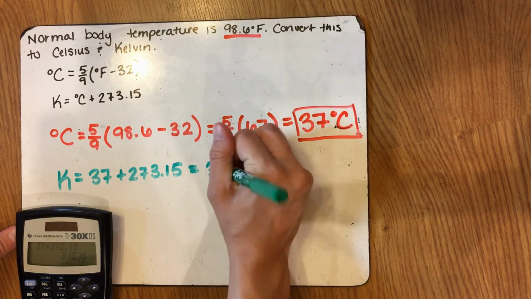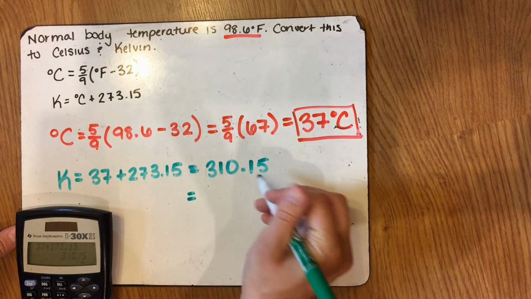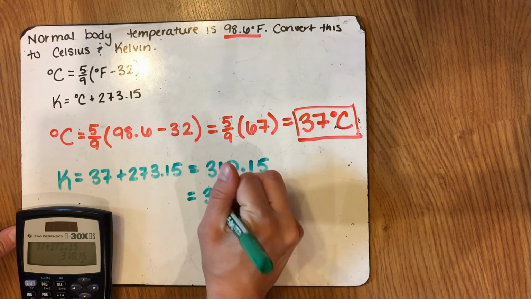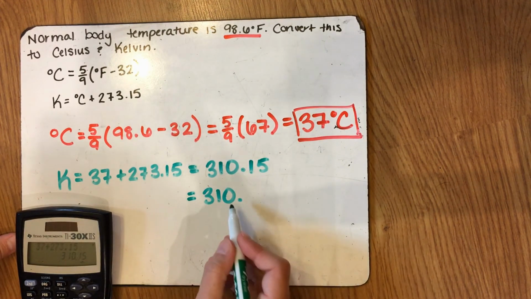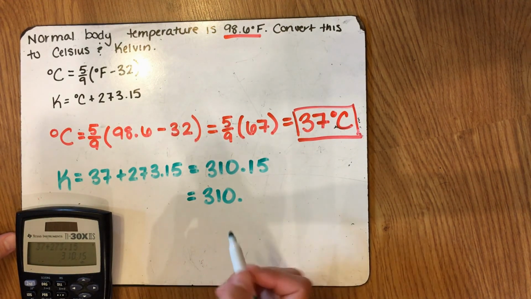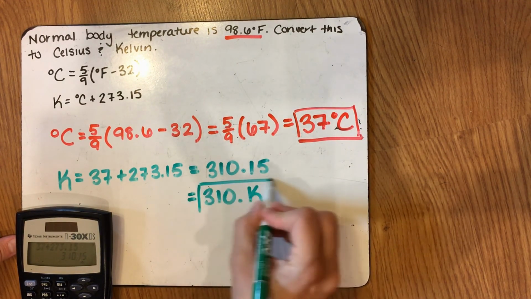So I come up with the answer 310.15, but I want to get rid of those decimals, so I'm going to put 310. However, I am going to put that decimal place so that I know that this 0 is part of my sig figs. And then I'll put the unit for Kelvin.